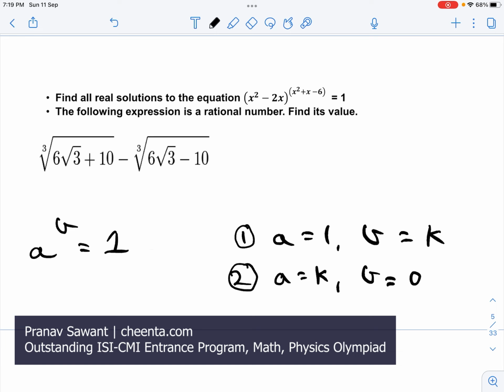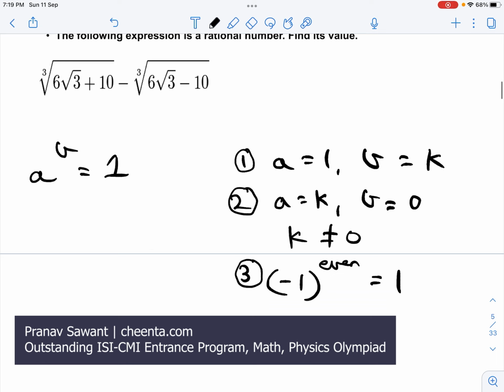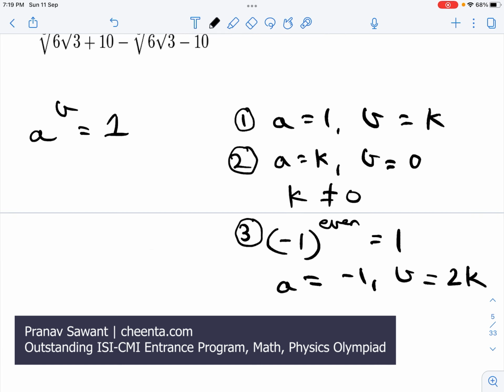But a lot of people forget over here that k cannot be 0, because 0 raised to the power 0 is an indeterminate quantity. Right? So k cannot be 0 for this subcase. And for the third case, well, a lot of people actually forget this. Minus 1 raised to the power of an even number is also 1, right? So this is kind of a trick that a lot of people sometimes forget. So a needs to be minus 1 and b needs to be an even number. So b needs to be 2k for some real number k, right? So these are the three cases that we have.